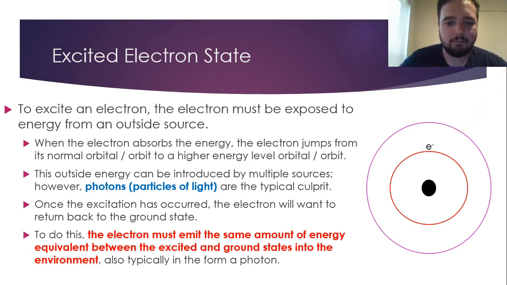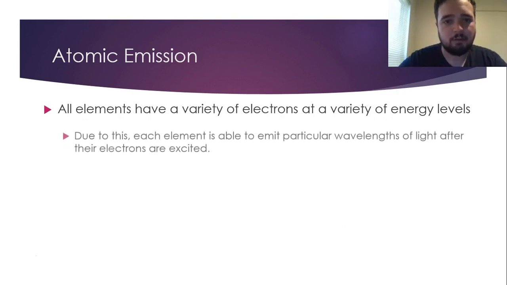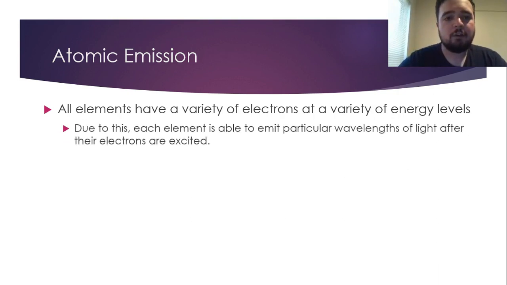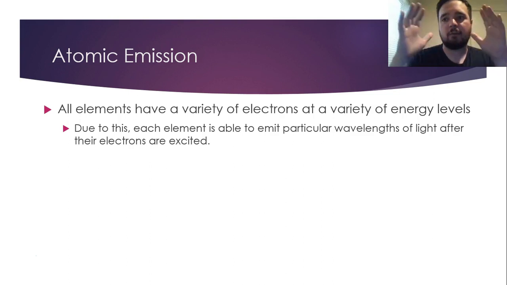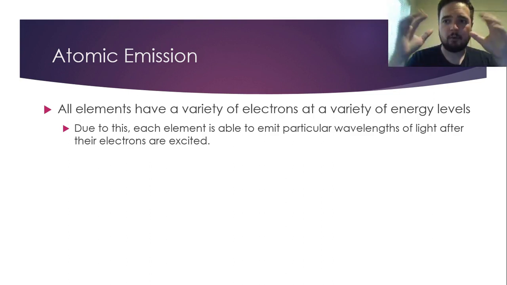And that energy goes away. So atomic emission: all elements have a variety of electrons at a variety of energy levels, and we know that from the previous electron configuration videos that we've done. Due to this, each element is able to emit particular wavelengths of light after their electrons are excited. Since each atom has a different number of electrons spread out in different ways, through different shaped orbitals and different energy levels, they're able to produce different lights that can be emitted off of them that we can see through the human eye.